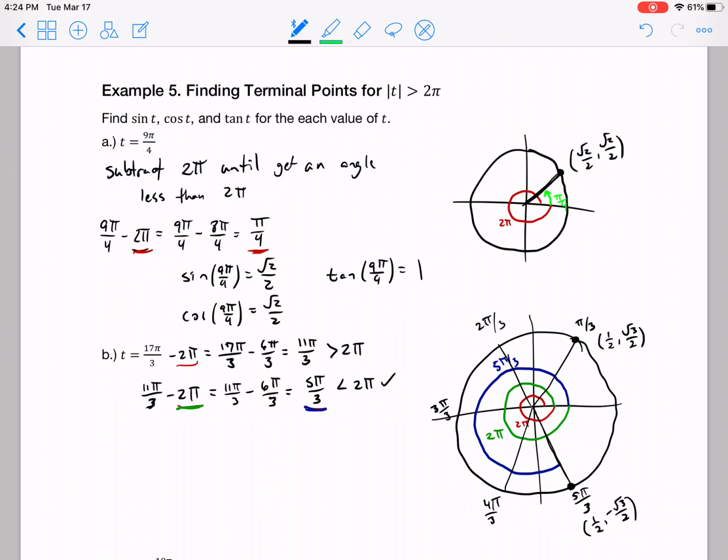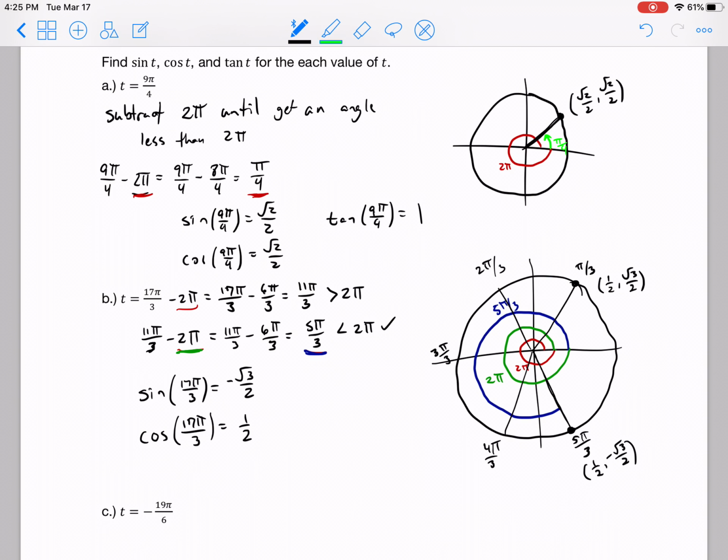So we have the coordinates of our terminal point, which means we can do sine of 17 pi over 3. That's just going to equal the negative square root of 3 over 2. Cosine of 17 pi over 3 is going to equal just the x value, that's 1/2. And then the tangent of 17 pi over 3 is just going to be negative square root of 3 over 2 divided by 1/2, which is just going to be negative square root of 3.